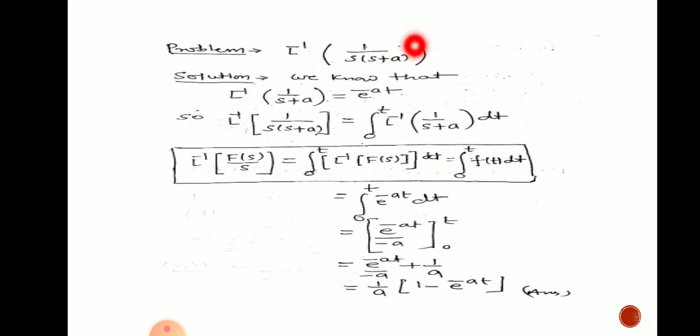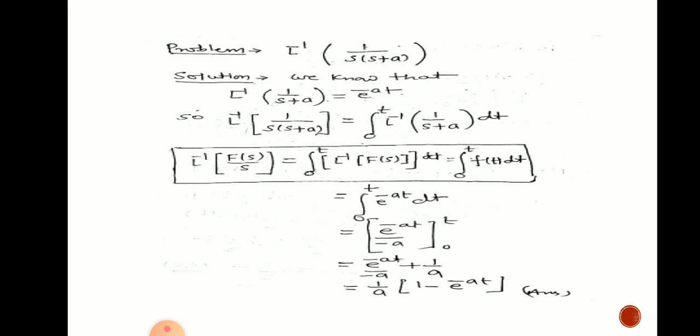Now the given problem is Laplace inverse of 1 upon s into (s plus a). We know that the Laplace inverse of 1 upon s plus a is equal to e to the power minus at. So Laplace inverse of 1 upon s into (s plus a) is equal to integral from 0 to t of Laplace inverse of 1 upon s plus a dt. By using this formula, it means integral from 0 to t of e to the power minus at dt.